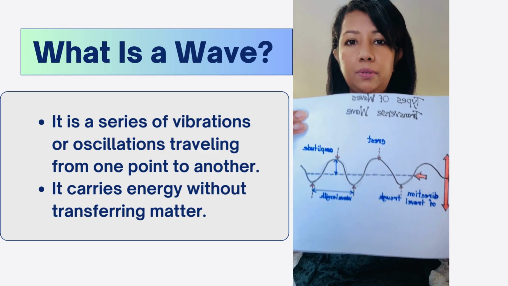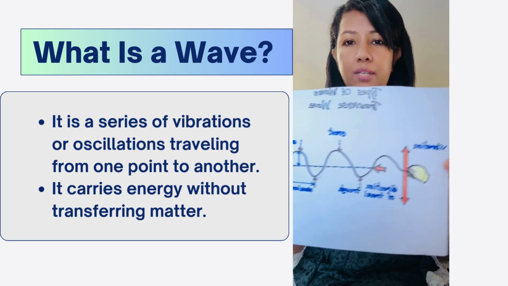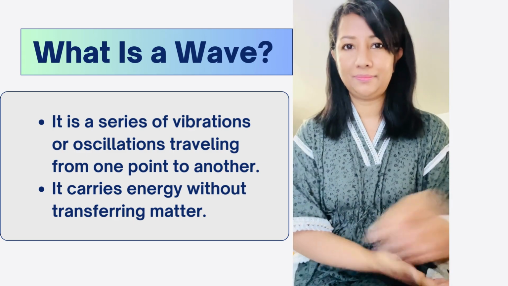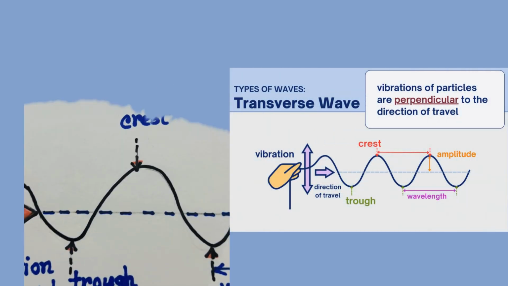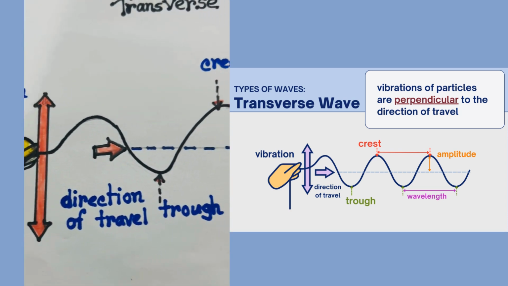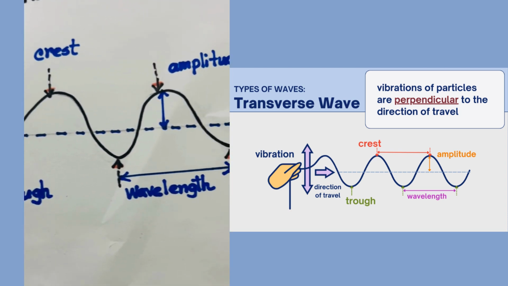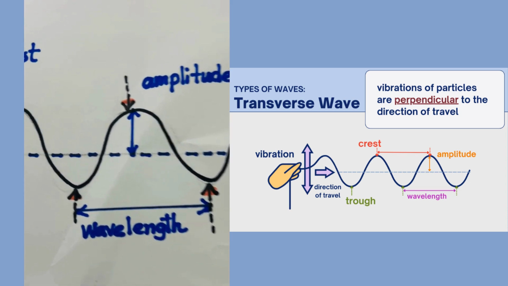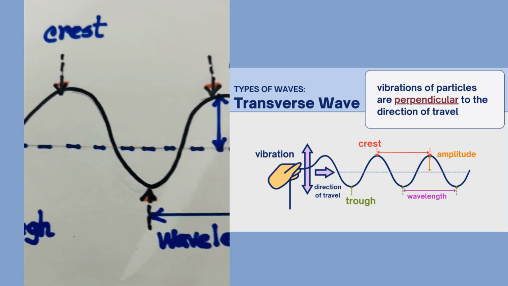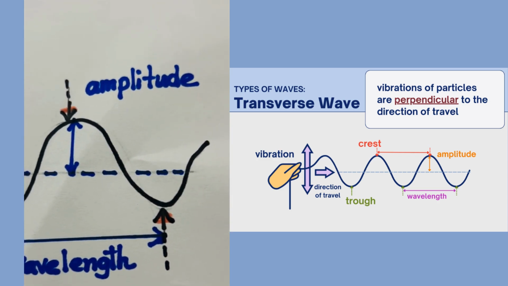Transverse wave. If you see here, here's a diagram. Let me show you the types of waves. Transverse wave: the vibration of particles is perpendicular to the direction of travel. So here is the direction of travel, and the trough, crest, wavelength and amplitude.